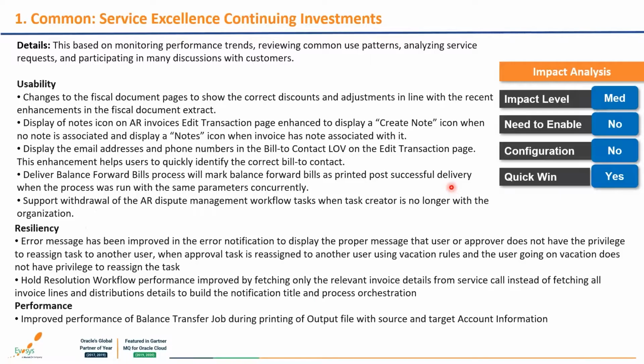So the first update we have is for common financial modules. In every quarterly update, Oracle updates its services in terms of usability, resiliency, and performance. In terms of usability, we have many changes this time. Like on the fiscal document pages, we'll now be able to see the correct discount and adjustment amount.